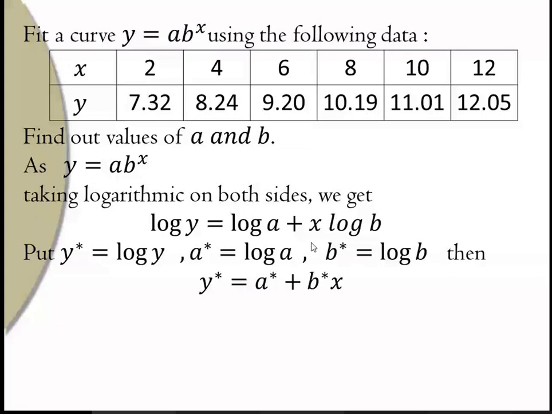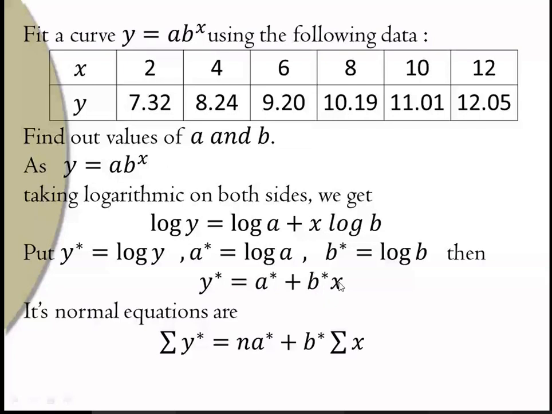Now, we want to find what are a star and b star. So first of all, find the normal equations of this. And we know how to get the normal equation. Just take the summation of this equation. So if I take the summation, it will be summation y star equals a star into summation 1, which is n, plus b star into summation x. Now to get the second equation, multiply it by this variable x and again take summation. So it is summation x y star equal to a star summation x plus b star summation x square.